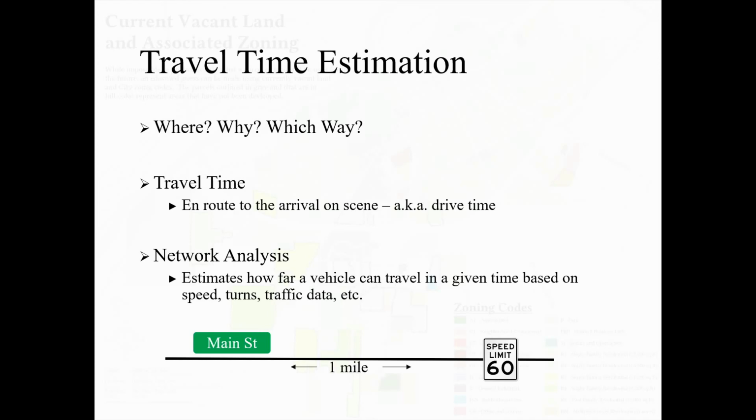So it estimates how far you can get, or how far you can travel along a road in a given amount of time. So basically, if your road is 1 mile long, the speed limit's 60 miles an hour, you could travel along that road in roughly 1 minute. So that's essentially the really rough basis of network analysis.